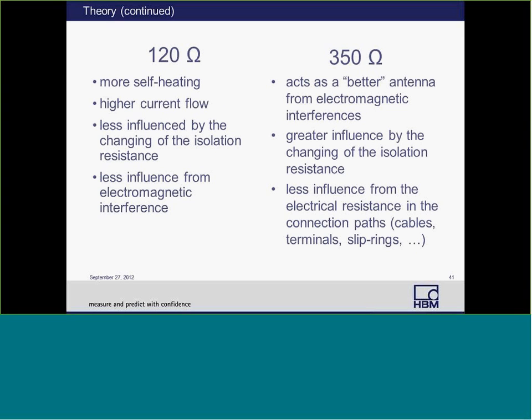There are pluses and minuses to both. The 120 ohm strain gauge will provide more self-heating because there's a higher current flow. But there's less influence by the changing of the isolation resistance, and there's less influence from electromagnetic interference. 350 ohm strain gauges act as better antennas for electromagnetic interference, and there's greater influence by the changing of the isolation resistance, but there's less influence from the electrical resistance in the connection paths, such as the cables, terminals, slip rings, etc.